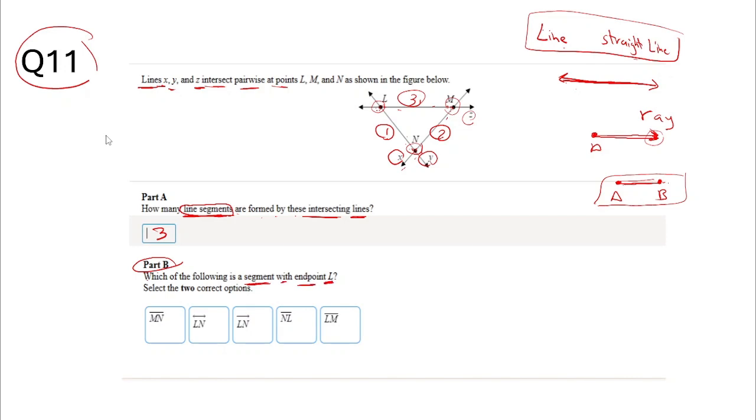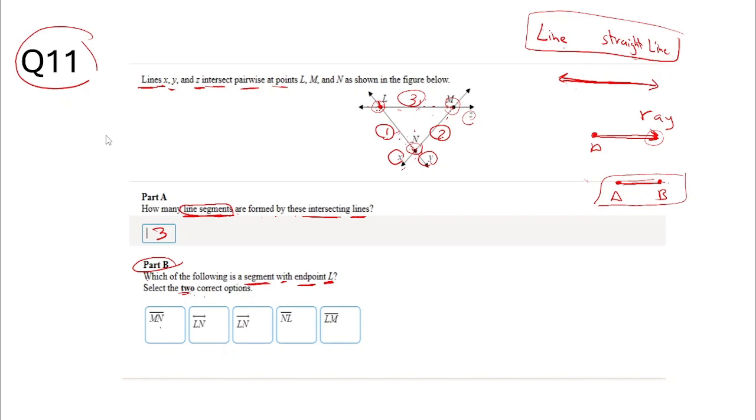Okay, part B. Which of the following is a segment with endpoint L? He's saying here, select the 2 correct answers. Okay, there's the endpoint L, and he wants a line segment. What are the line segments? It's LM and LN, or NL, ML. One of the endpoints is L, right? So these are the 2 line segments, which are the 2 correct answers.